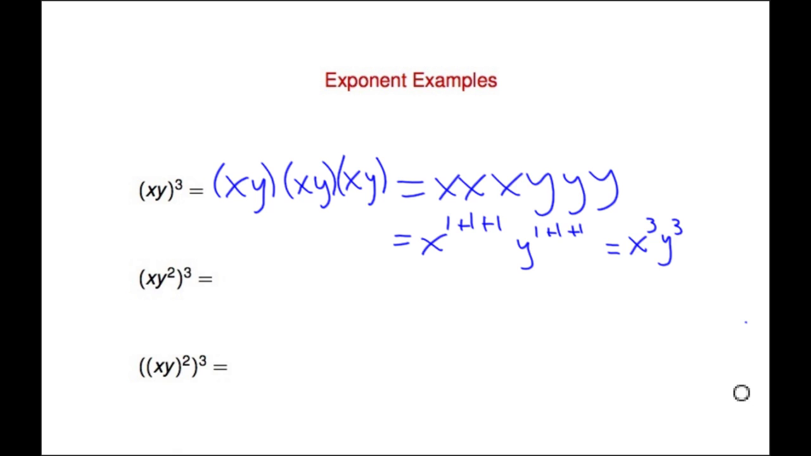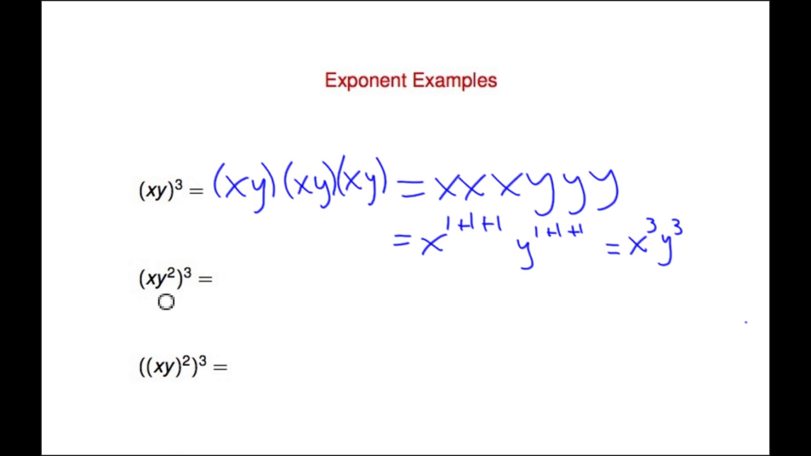And in general, this is always how it works. I've drawn it out longhand in this first example, but you can see that if you had just started at the beginning and applied the 3 to the x's and the 3 to the y's, that would be the correct answer. And that's not a coincidence. That's in fact always how it works. So keeping that in mind, let's do a few more examples.